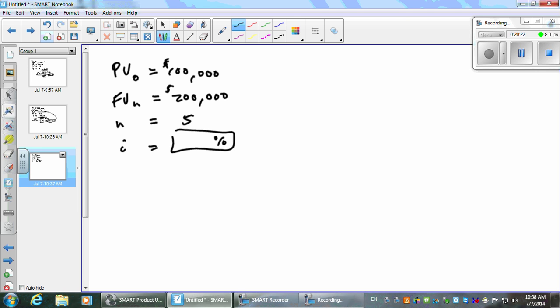If you have a calculator, it's really easy. You tell it the present value, the future value, the number of periods, and you ask it to solve for the interest rate, and boom, it comes out. If you don't, we can still approximate it with the tables. Okay? But what is the process here?